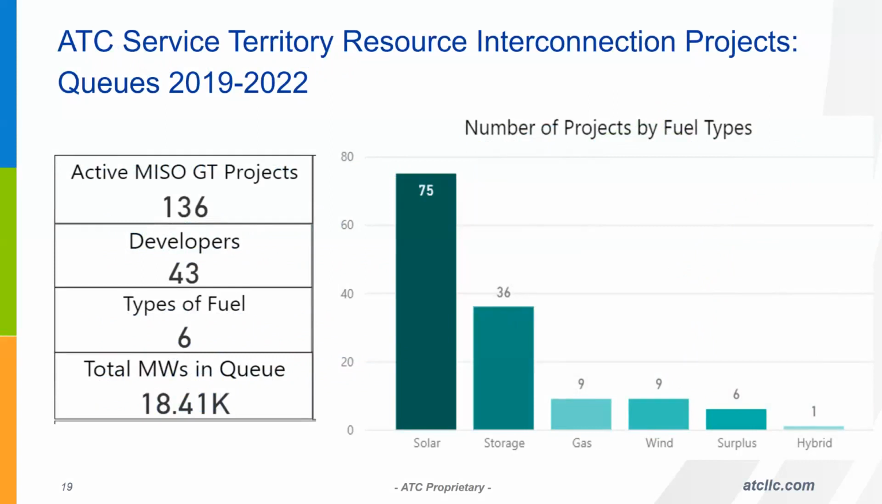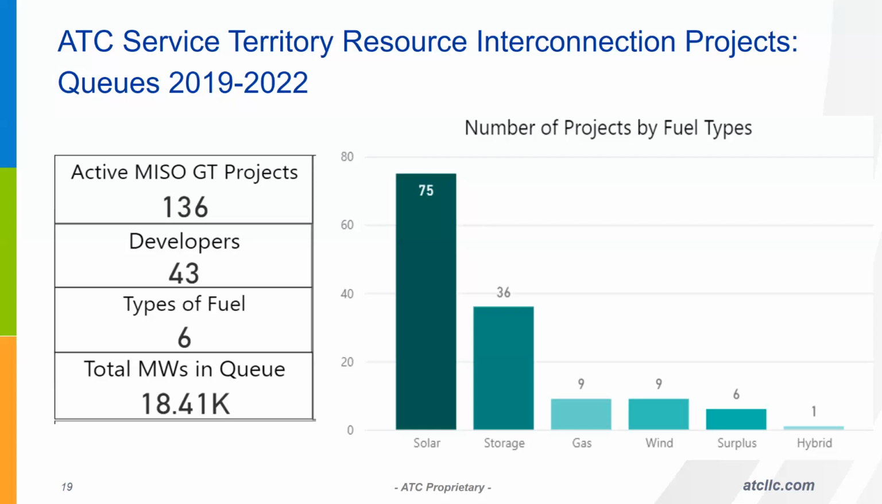So just like much of the country, we are inundated with new generator interconnections as a utility. We're part of MISO, the Mid-Continent Independent System Operator, and they run the generation queue. And these numbers of active MISO G2T projects, generator to transmission interconnection projects, this is for the ATC service territory. It gets added to once a year as MISO releases the new queue, the new cohort of generators to be studied.